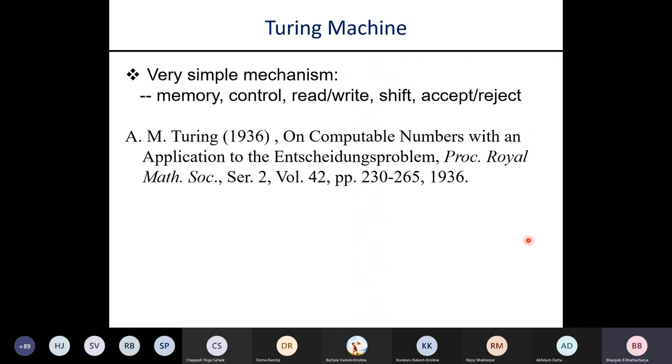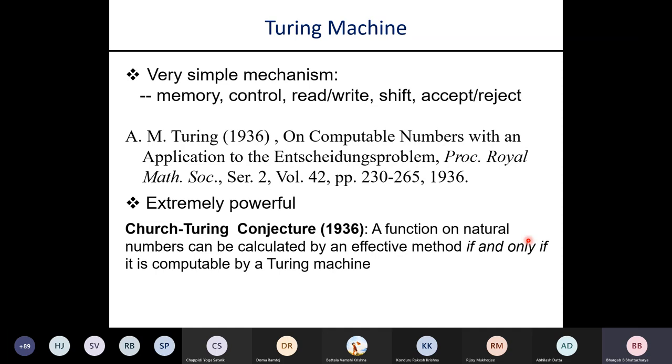And there are many interesting stories here. Turing submitted this paper for publication in journals, and the reviewer said, your machines are too simple. As far as the current technology is concerned, there are more powerful machines available in the market, so your paper is rejected. As you can see, even though it is a very simple mechanism, it is extremely powerful.